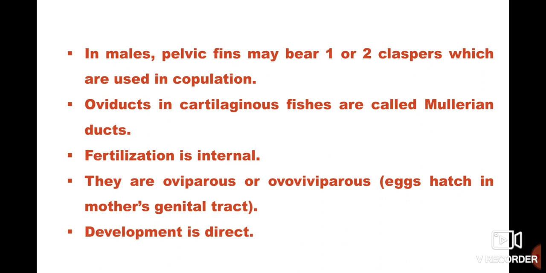The oviduct in cartilaginous fishes is called the Mullerian duct. Please remember this. Their oviduct is known as the Mullerian duct. Fertilization is internal in them, and they are also viviparous or oviparous. Development is always direct in them.